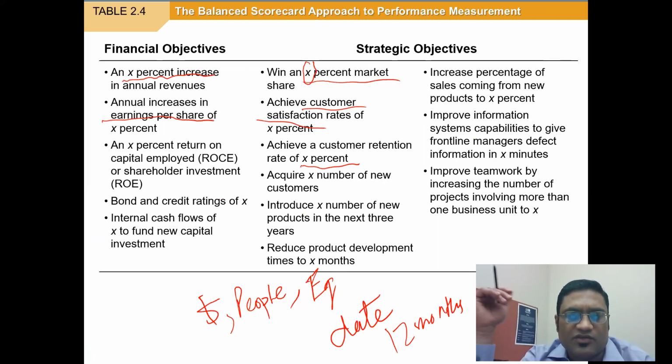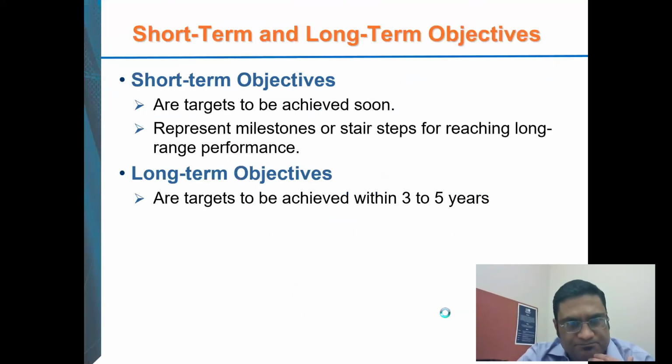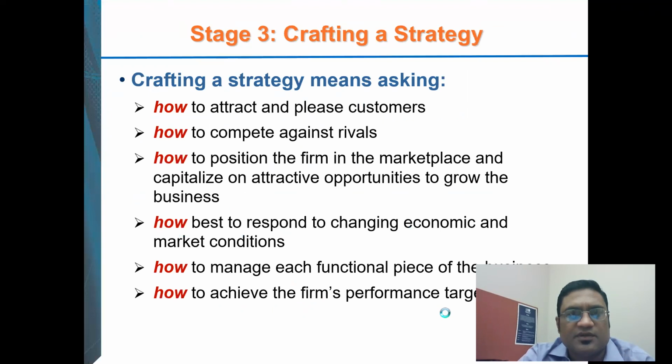And make sure the objectives are a little stretched. They're not ones where you are almost there and you're still setting up the goal. Let's say your market share was 5% and now your goal is 6%. That's probably not a good goal to aim for. Maybe 10, 15% would be a better goal. Some of the objectives could be short-term, some could be long-term. And you need objectives at all levels: business level, functional level, operating level.